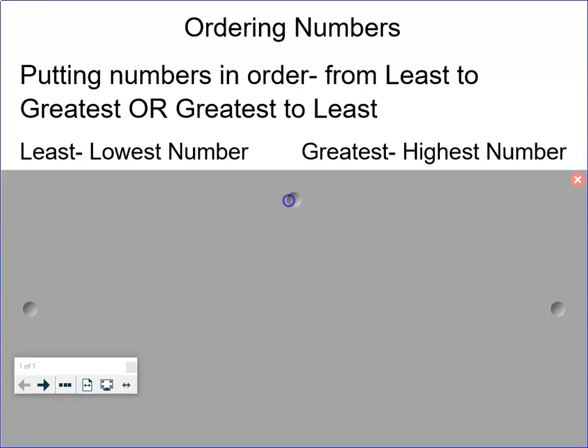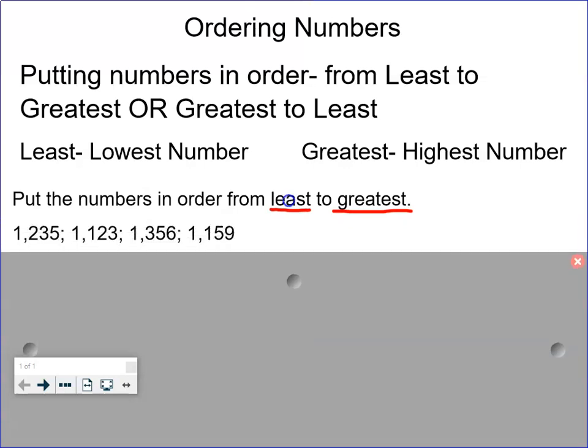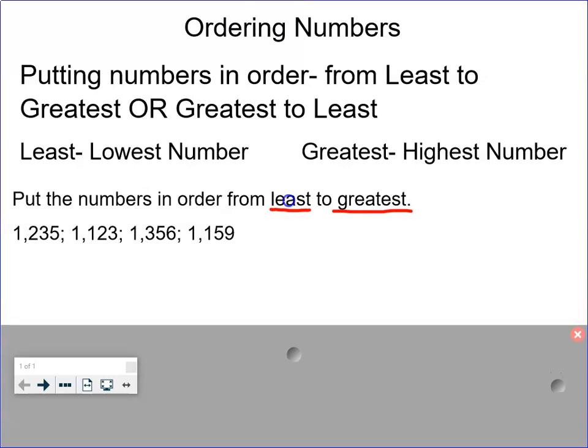So let's look at our first example. I'm just going to put up the directions for right now. It says put the numbers in order from least to greatest. So before I do anything, I'm going to take my marker and I'm going to underline. I want least to greatest. So this means I want my lowest number to my highest number. I'm going to move down. There we go. This is my first question.